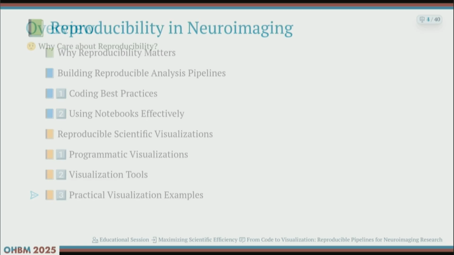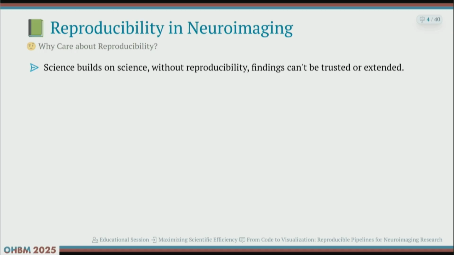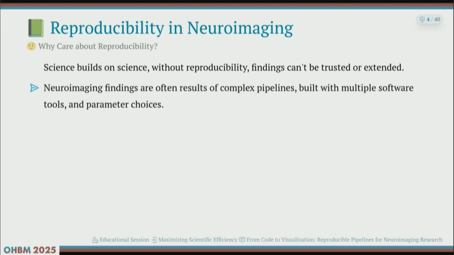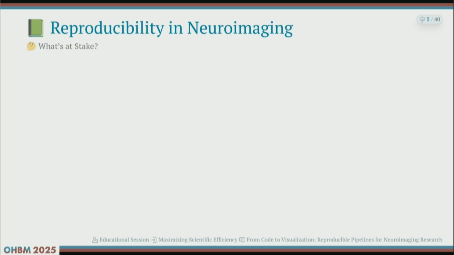practical lives. Anyway, so with all that said, why should we even care about reproducibility? Science does build on science, and without reproducibility, findings are hard to trust and may not even be replicated. Neuroimaging findings in particular are often the results of complex pipelines, and that makes the scenario worse. So we certainly need to ensure that what we do is reproducible, because without access to code, even small analytical differences between pipelines could cause big differences down the line in terms of the findings of the study.